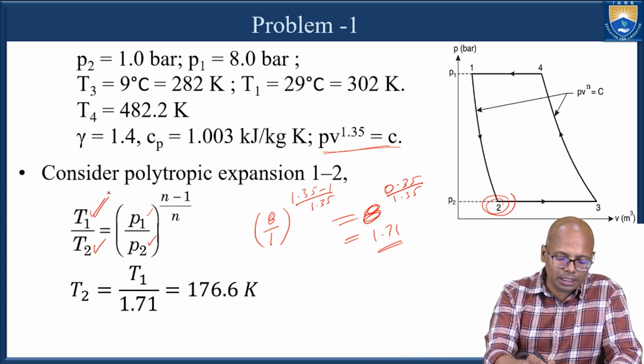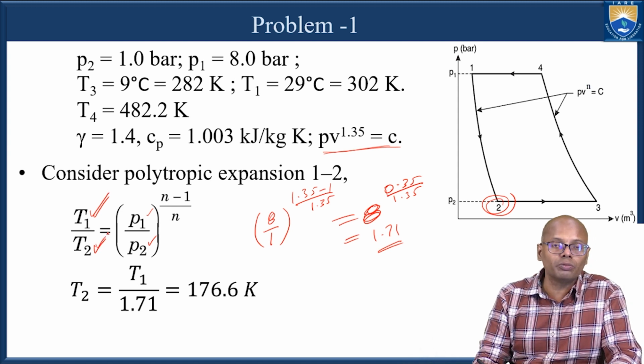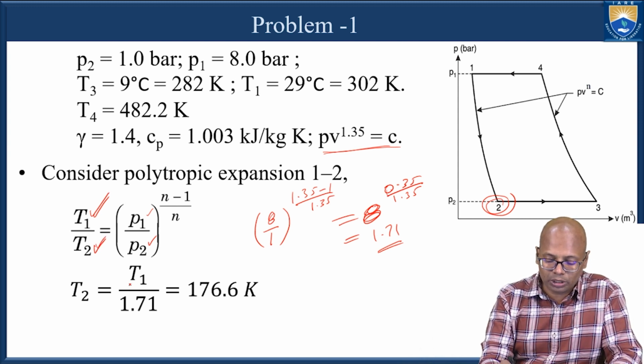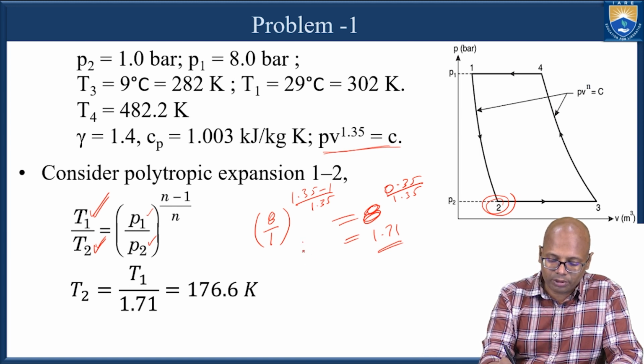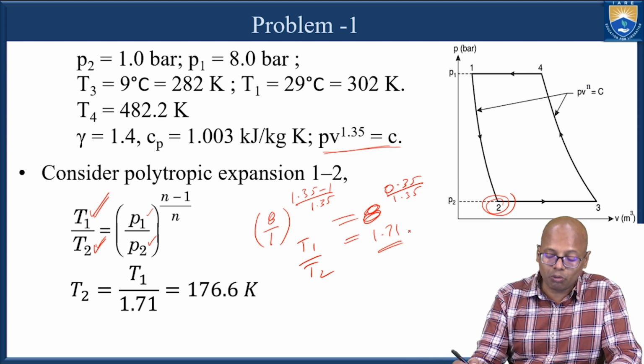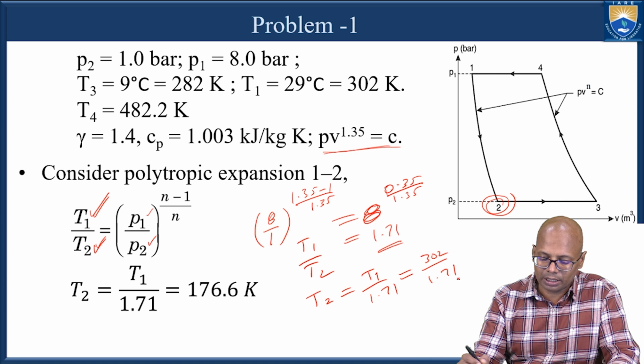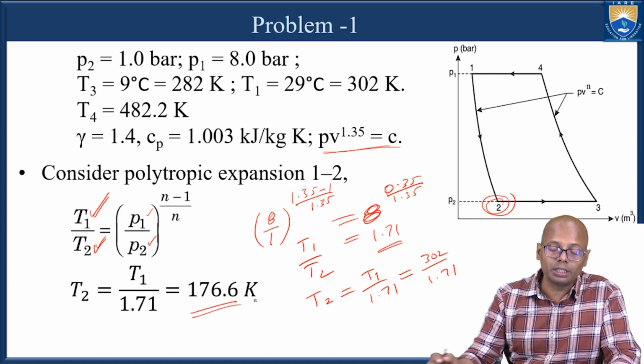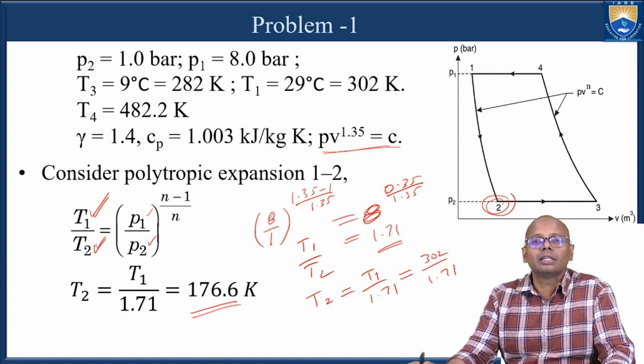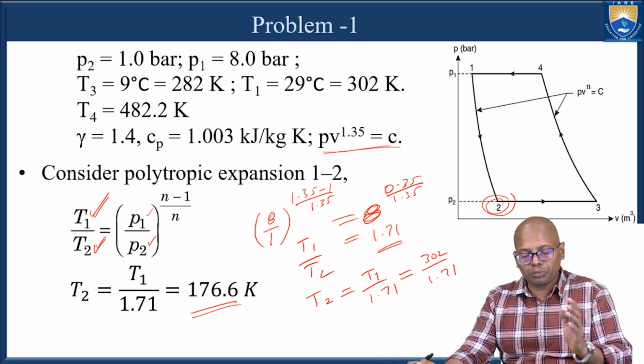Now here this is a known value and this is an unknown value. So what I have to do? I know that T1 by T2 is equal to 1.71. Now I want to find T2, so I will cross multiply, so it becomes T1 by 1.71. What is T1? T1 is 302 divided by 1.71, and that turns out to be 176.6 Kelvin. So this is the procedure.